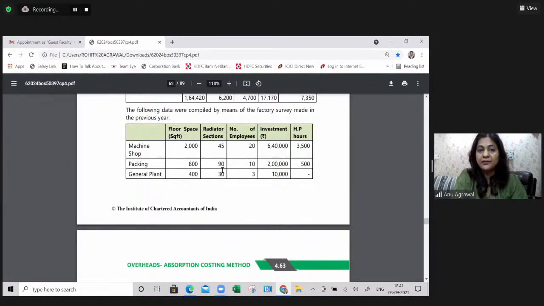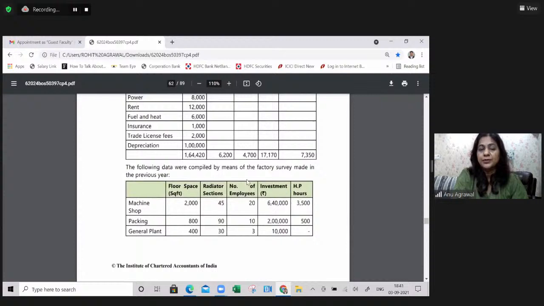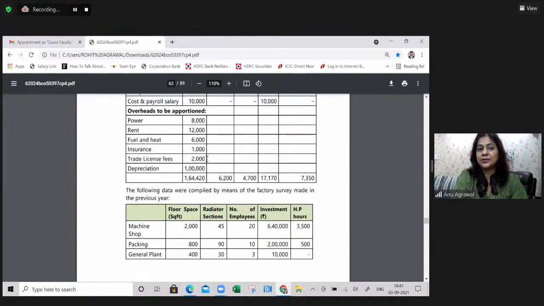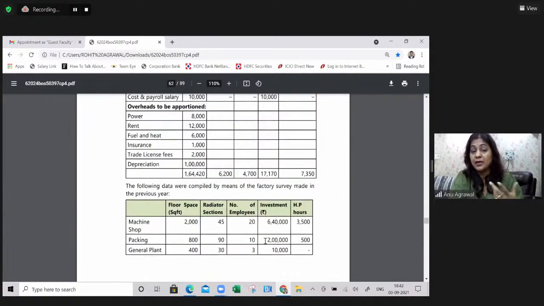So they have already given us general packing plant, number of employees. So you just need to divide this on that basis. Insurance, you can do on the insurance of what we do not know, so you can do it on the basis of investments. Depreciation, again, I can't see anything. Technically it should be on the basis of machine hours or machine value, but I can't see machine value, right?